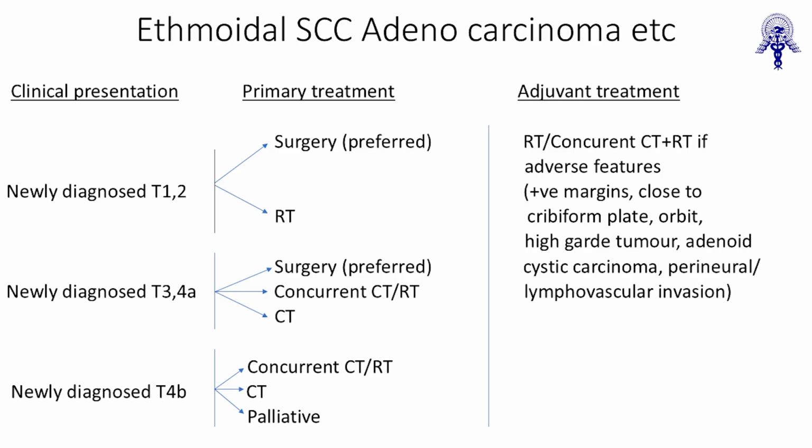So as we upstage, the chances of feasible surgery are less. Adjuvant treatment may be radiotherapy or concurrent chemoradiotherapy. So this is when you start adjuvant treatment: radiotherapy or concurrent chemoradiotherapy, if there are adverse features. So what are the adverse features? It may be positive margins, or the mass may be close to the cribriform plate, a high-grade tumor involving the orbit, adenoid cystic carcinoma, perineural or lymphovascular invasion.